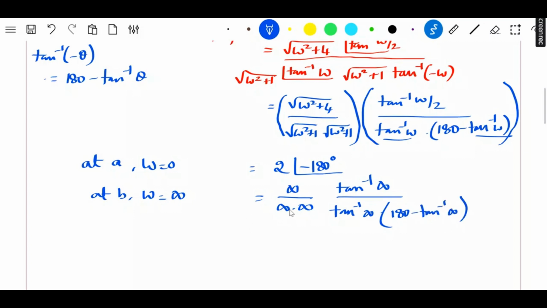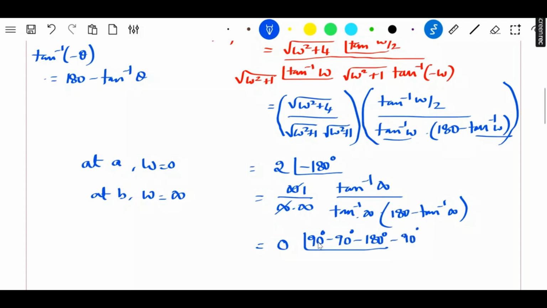So what do we get here is one infinity and another infinity get cancelled, so you will get 1 divided by infinity, which is equal to 0 at an angle. Tan inverse of infinity is 90. Tan inverse of infinity is 90, minus 180 minus 90.